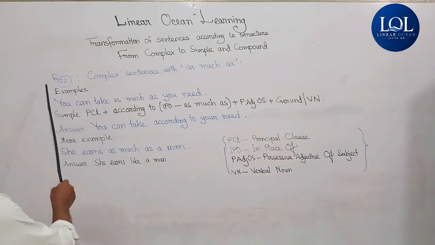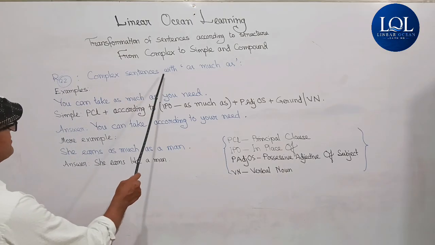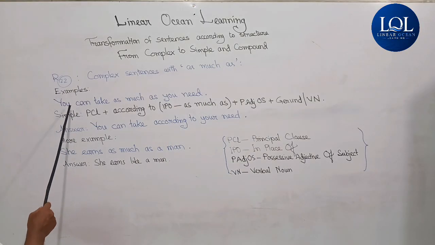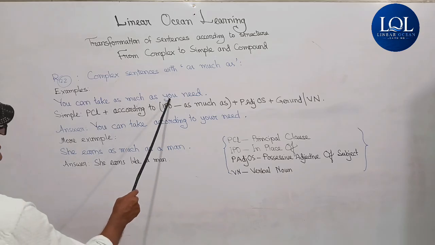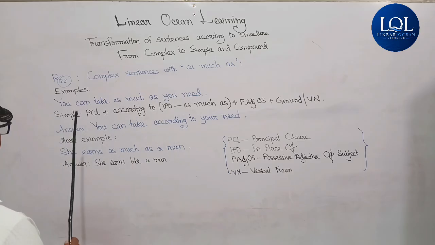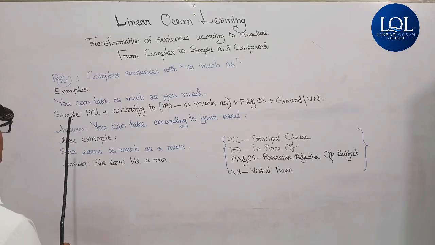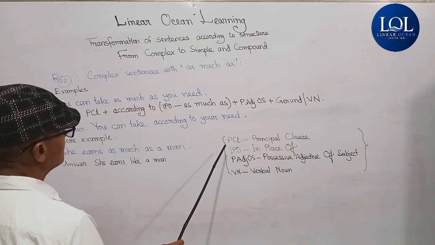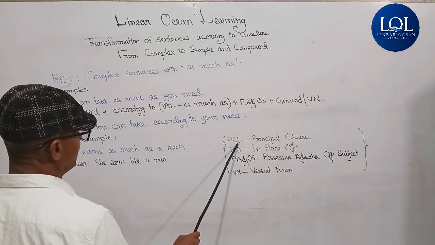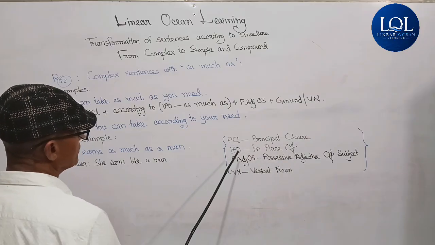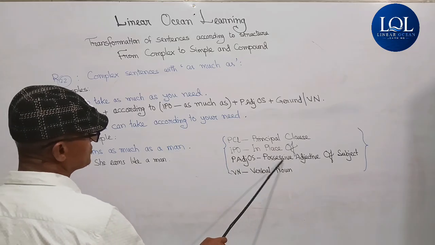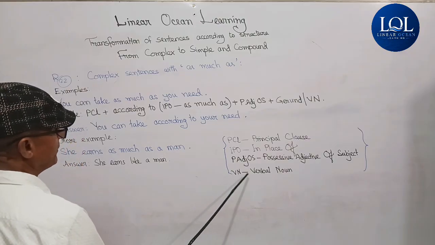Now let's work on Rule 22, complex sentences with as much as. Example: You can take as much as you need. If we want to put it into a simple sentence, we have to follow this structure. Before going to the structure, I would like to elaborate the abbreviations I have used. PCL means principal clause, IPO means in place of, PAdjOS means possessive adjective of subject, VN means verbal noun.